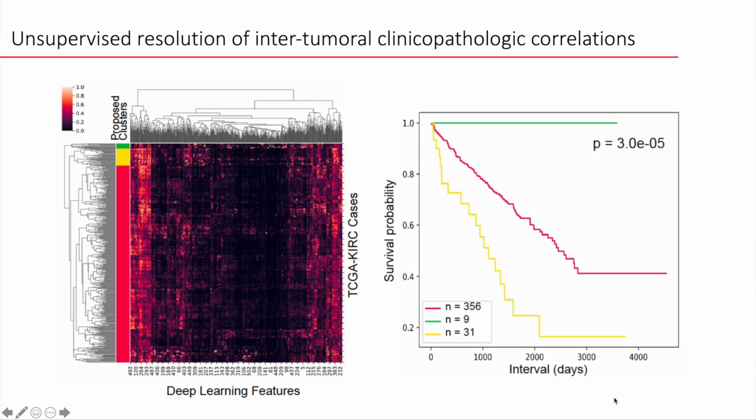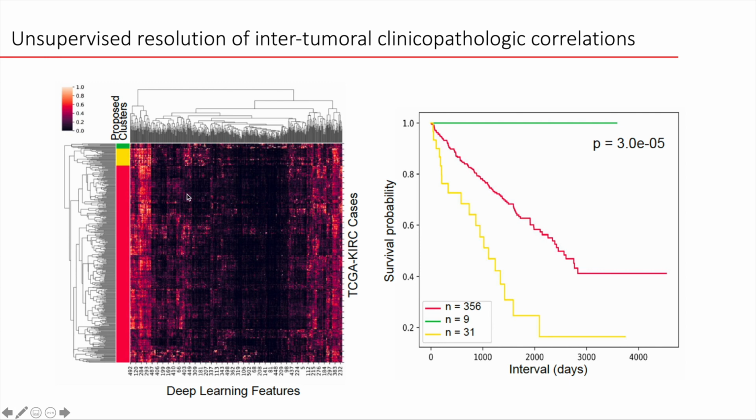And when you look at the survival correlates of these specific groups, you see that they have, in fact, significantly divergent survival outcomes. One group peculiarly has exclusively 100% survival, whereas you have a moderate and a much more aggressive phenotype in these different subgroups.